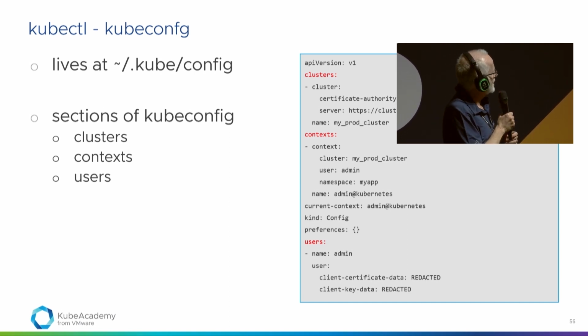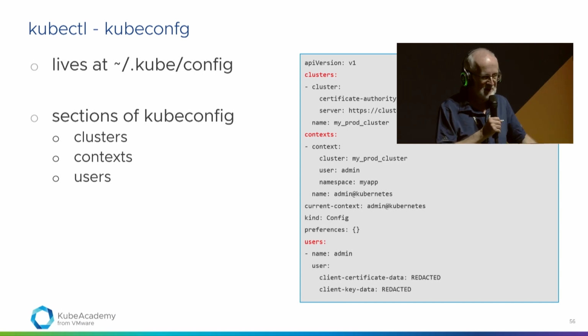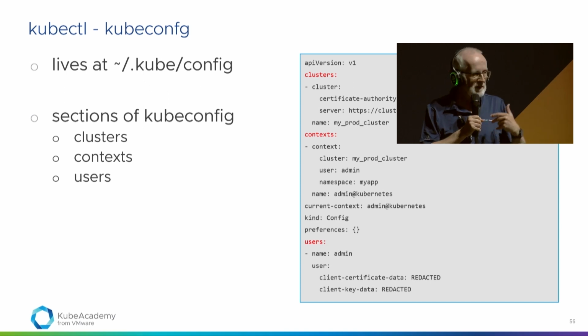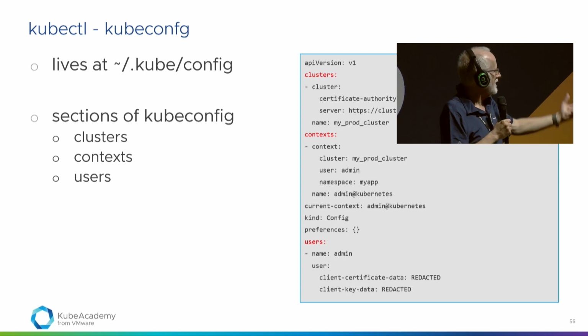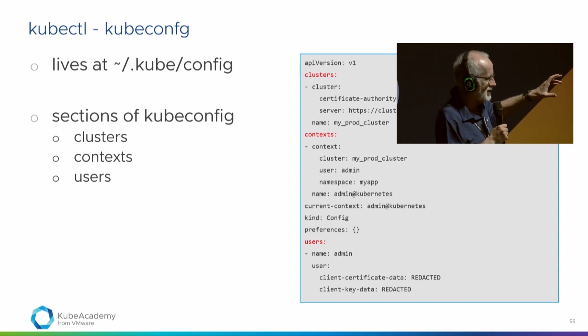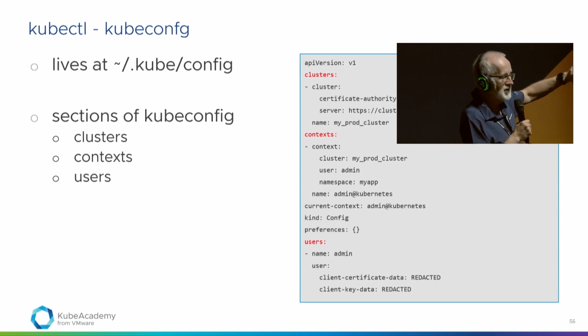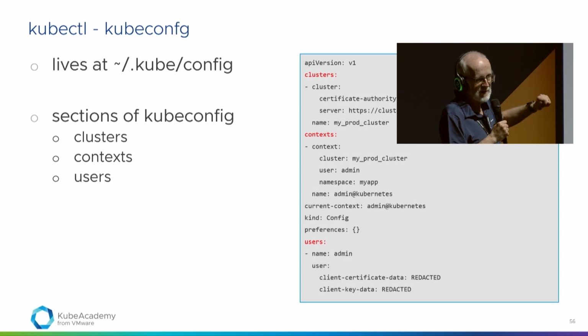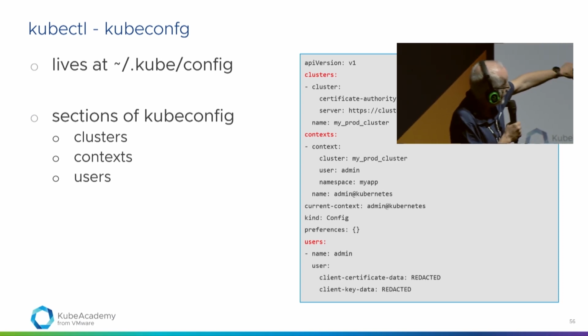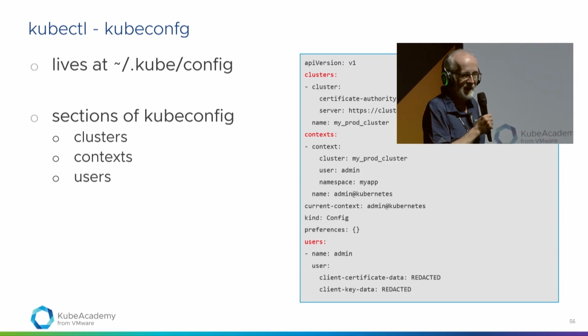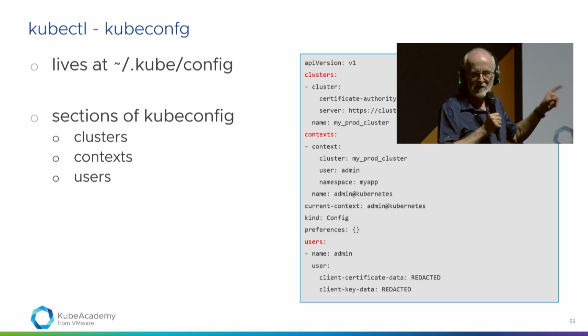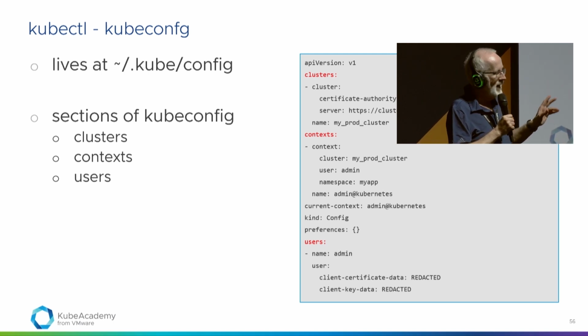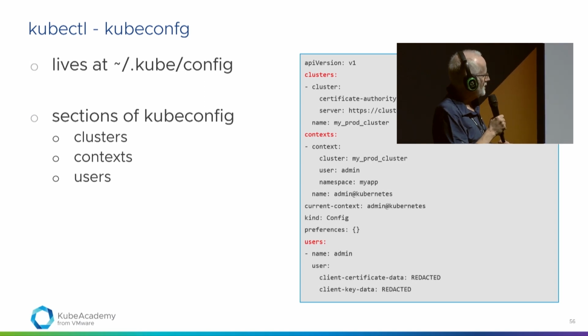Now, the other thing about this file is that it's one of the things that can be modified. If you log on to an EKS cluster, it can go and add stuff to this file automatically. There's a command that does that, or Kube Control can make changes to this as well. In particular, when you change the default context that you're using, it will change that current context line that you see in the middle there. So this file will be dynamically modified, and that can catch you out on occasions.